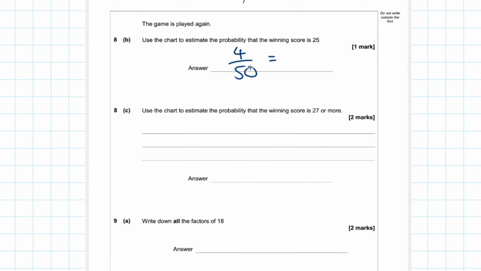Of course, some of you may have simplified this down. It never asks to simplify it down, so you don't feel like you need to. So it's 2 over 25, and you can't simplify that further. Or you could write this as a percentage, which is just 8%.